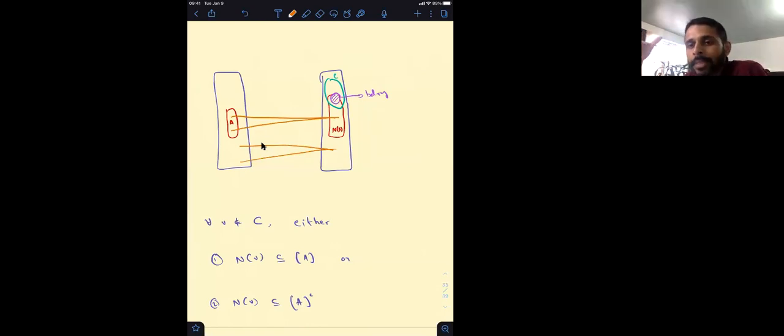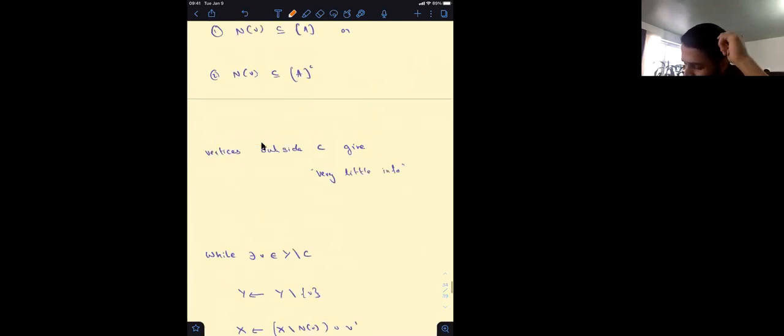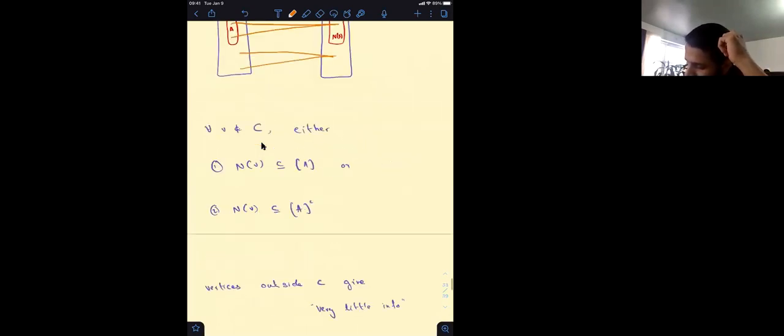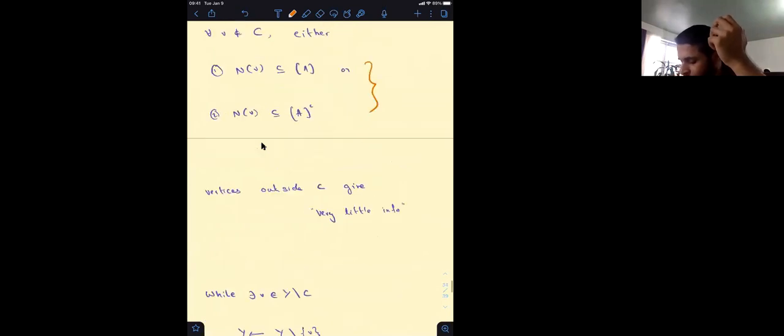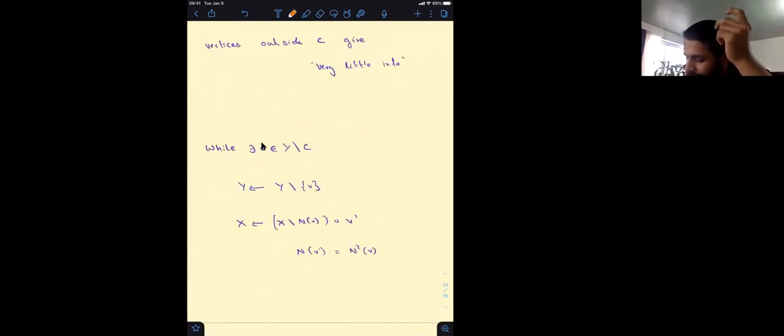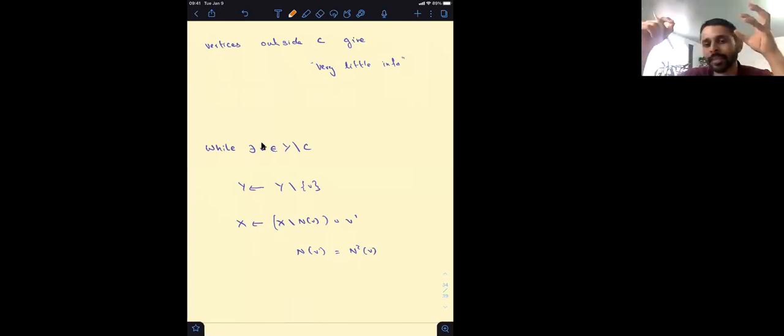Okay. And when you have this kind of a thing, you do the natural operation. You just squish these vertices along with their neighborhood. The idea is that vertices outside give very little information about the set itself. So the formal algorithm is: while there is an element which is not in C, remove the element from Y, remove all of its neighbors from X, and replace them with a new vertex.